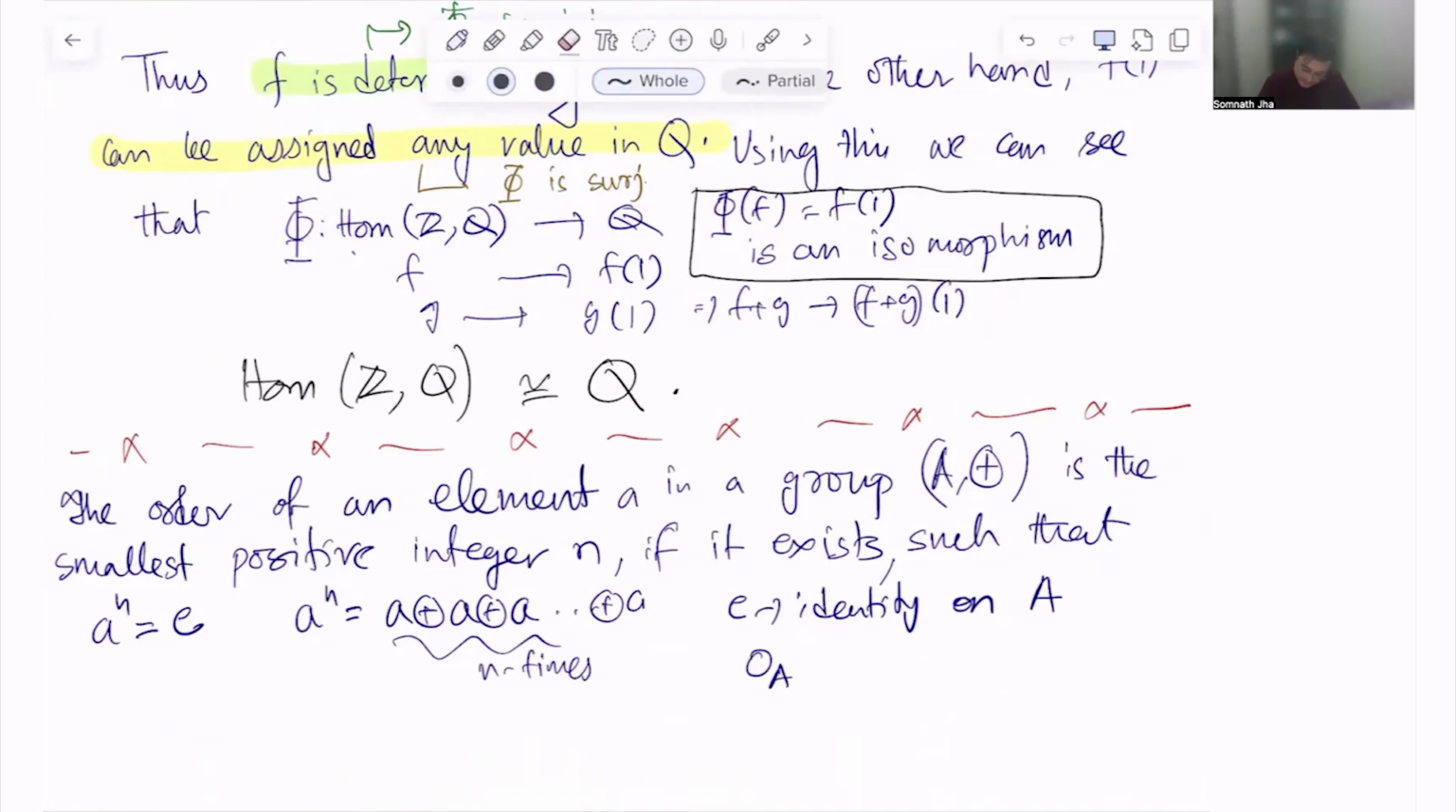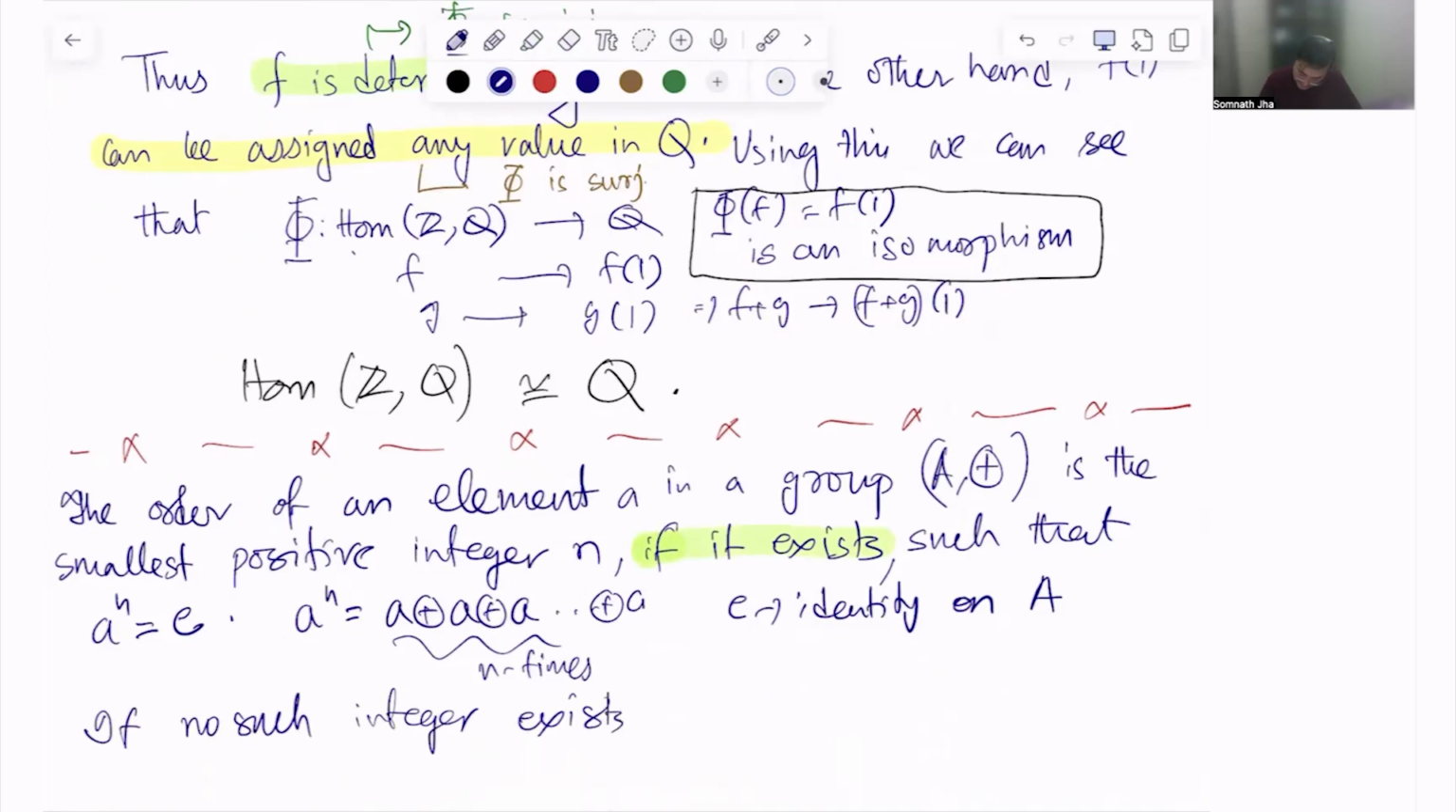What does it mean? Such that A to the power n equal to E holds. Here there is a catch: if it exists. If no such integer exists, then we say the order of A is infinite.